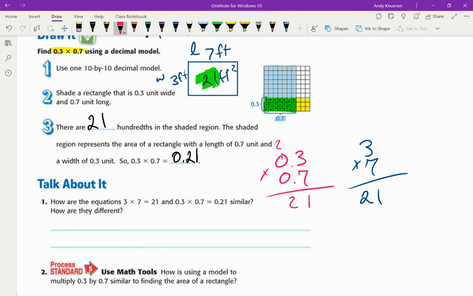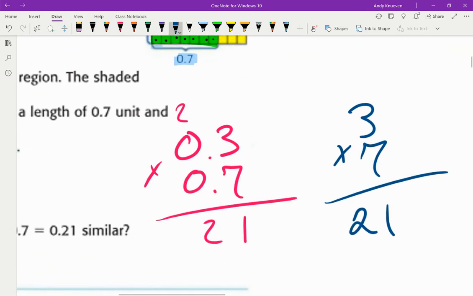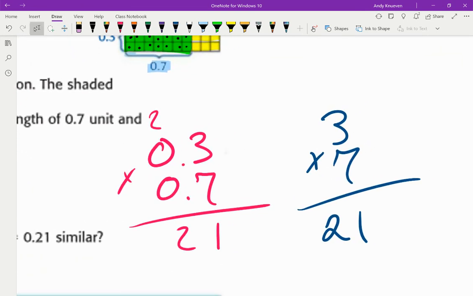So what we talked about before is that with our previous lesson of counting our digits to the right of the decimal, well, I see that I have 1 digit to the right of the decimal, and I have 1 digit to the right of the decimal.